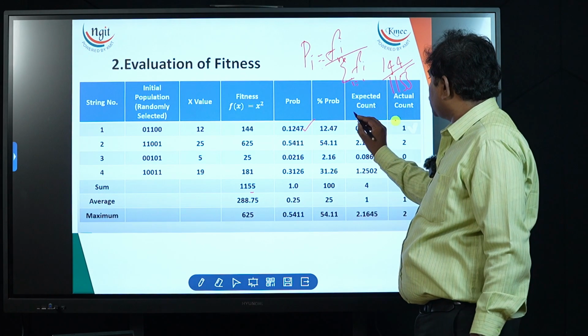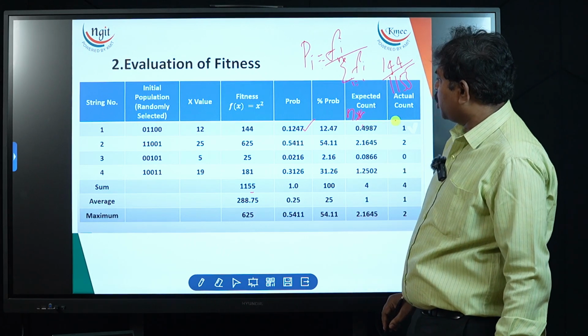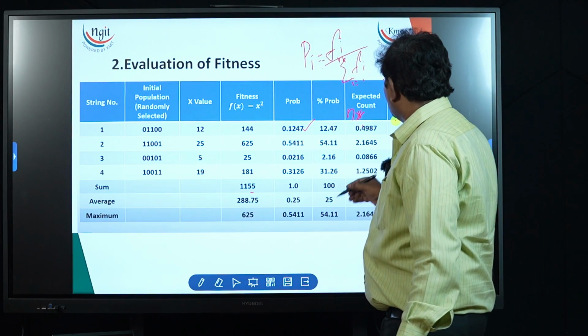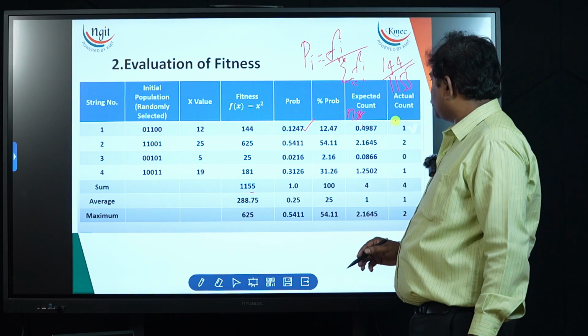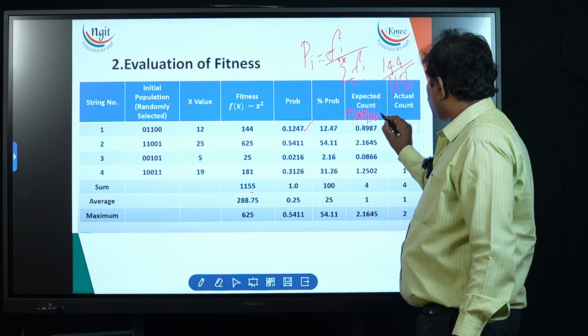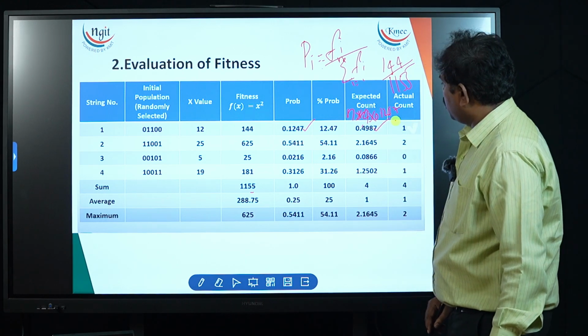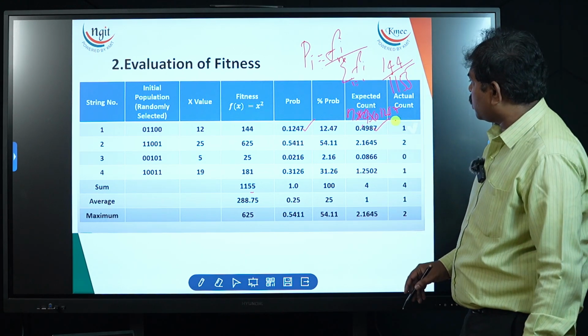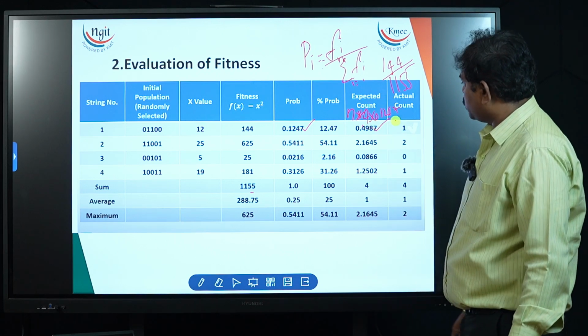Expected count is nothing but n into the probability, where n means the total number of the population that I have taken, 4, into your probability. What is the probability now? 4 into 0.1247. Here you get 0.4987. Like this we calculate the expected count for each sample. Then we round it off to the actual count.